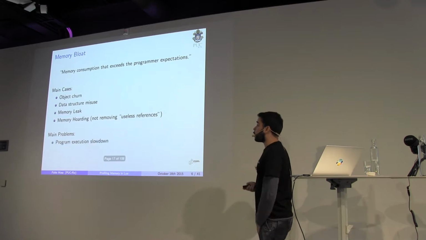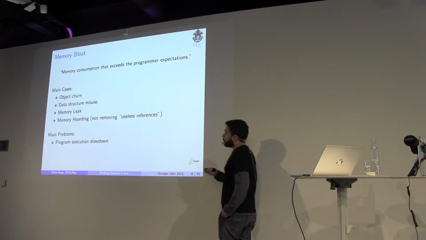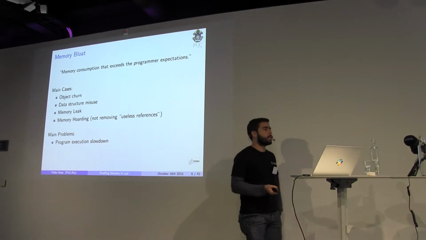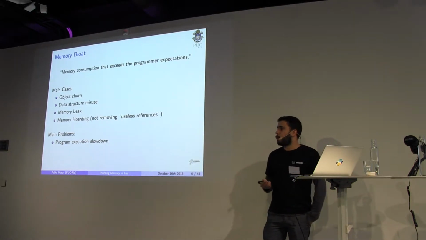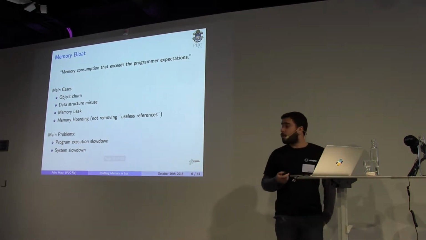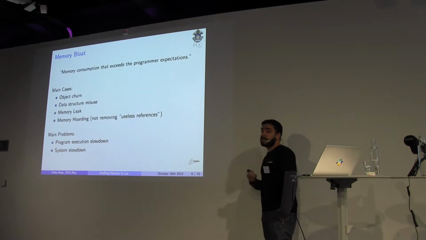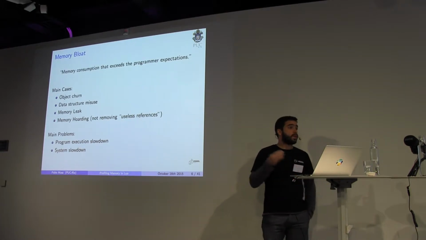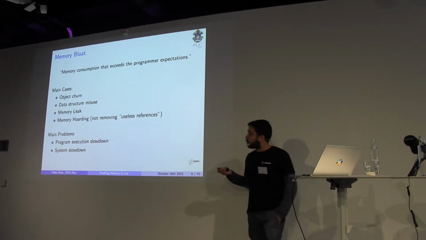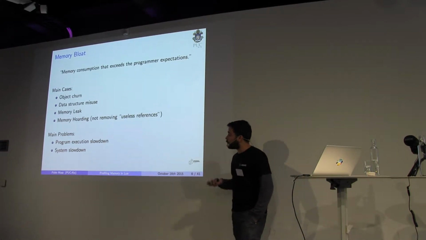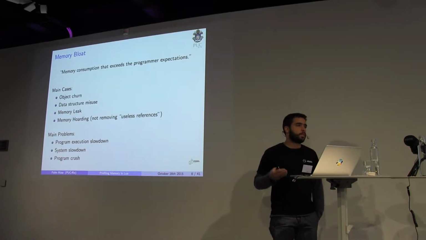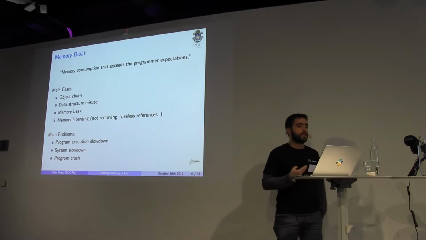And what are the main problems that we have here? So first of all, program execution slowdown. If you're using more resources, triggering garbage collection, your program is not running as fast as it could. Second of all, in some cases, you can get system slowdown. So the entire system stops performing as it should because of one execution. And finally, you can get a program crash. So your program stops working and responding just because of that.